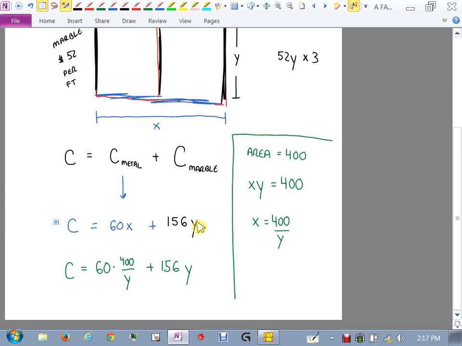You could have solved for y. If you would have solved for y, you would have got x. Y is 400 over x. You would have replaced this with 400 over x, and this would have been 60x plus 400 times 156 over x, and you would have got the same answer. Well, not the same answer. Your answer at the very end would have been 32 point whatever we had for x. Then substitute back in, you would have got the 12.4 for y. That make sense? Good question.